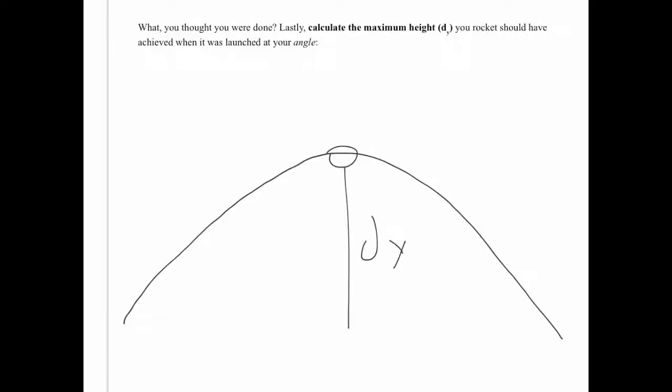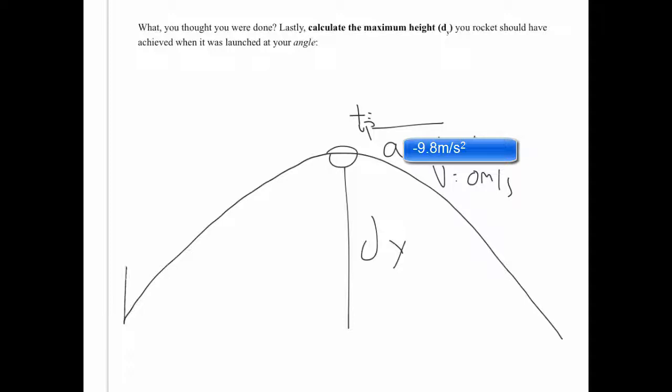Well, again, what do we know about this displacement? Of course, we now know the time because this is the time up that we solved for earlier. We also know the acceleration due to gravity is negative 9.8 meters per second squared. We know the velocity at this point is 0 meters per second. And we also know that our vertical velocity in the y direction is our y component that we solved for very early on. If we have all of these pieces and we know we want to solve for dy, it should become pretty clear which formula we need to use.